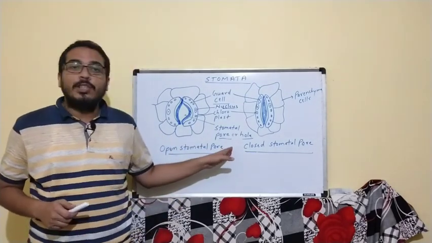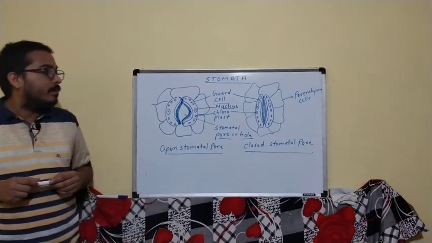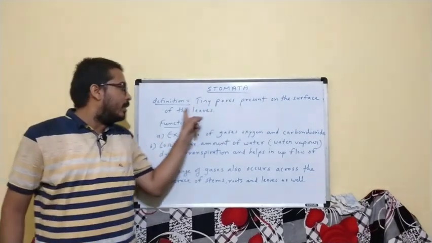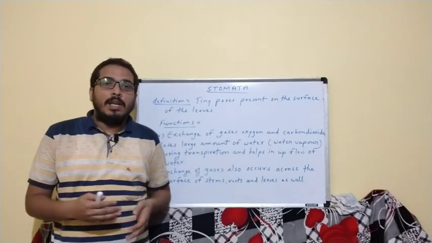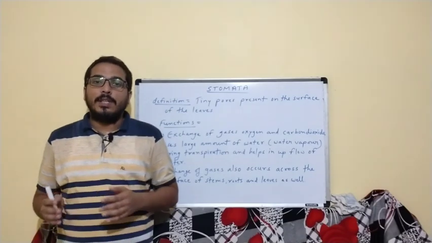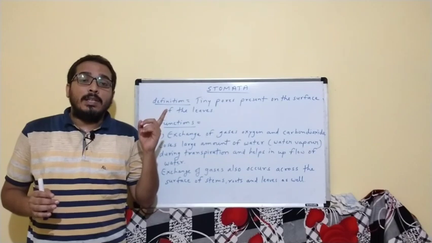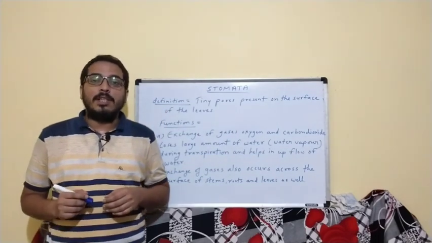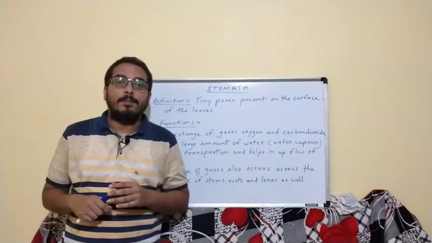You can take a screenshot of this content. Now we will discuss the definition of stomata. Tiny pores present on the surface of the leaves are called stomata. As we have seen in our previous diagram, stomata are present in both conditions, open and closed. And in that diagram we have seen that the pore present is called the stomatal pore.